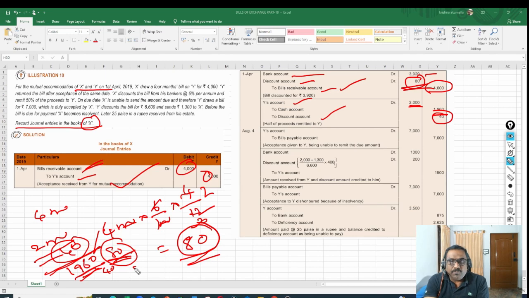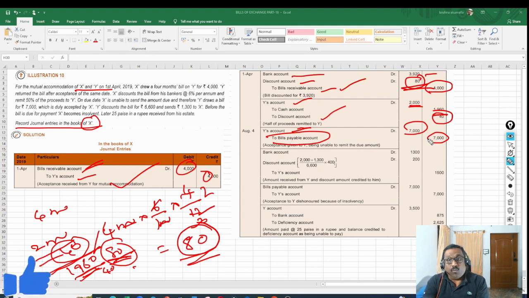Since X was unable to make the payment to Y, Y wrote another bill, and X accepted it. Y wrote a bill for 7,000 rupees. This is the new bill. Y account debit 7,000 rupees, bills payable account 7,000 rupees. X is accepting the 7,000 bill now. So Y account debit to bills payable account 7,000. This is the entry X will write.